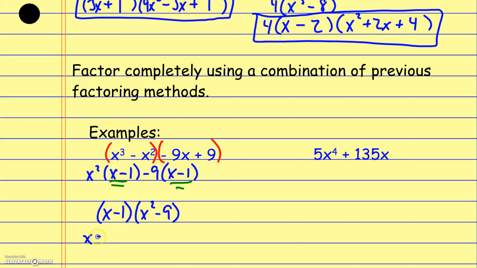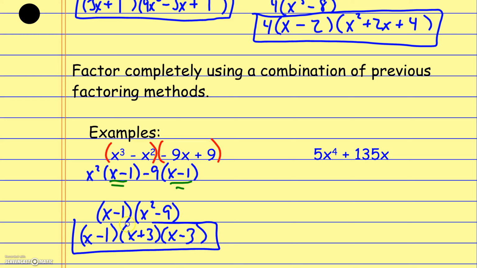And now x squared minus 9, that is a difference of squares. So I can factor that into x plus 3 and x minus 3. And again, I have to make sure this thing is factored completely. So I have to keep going until all of it is factored as far as it can be factored.